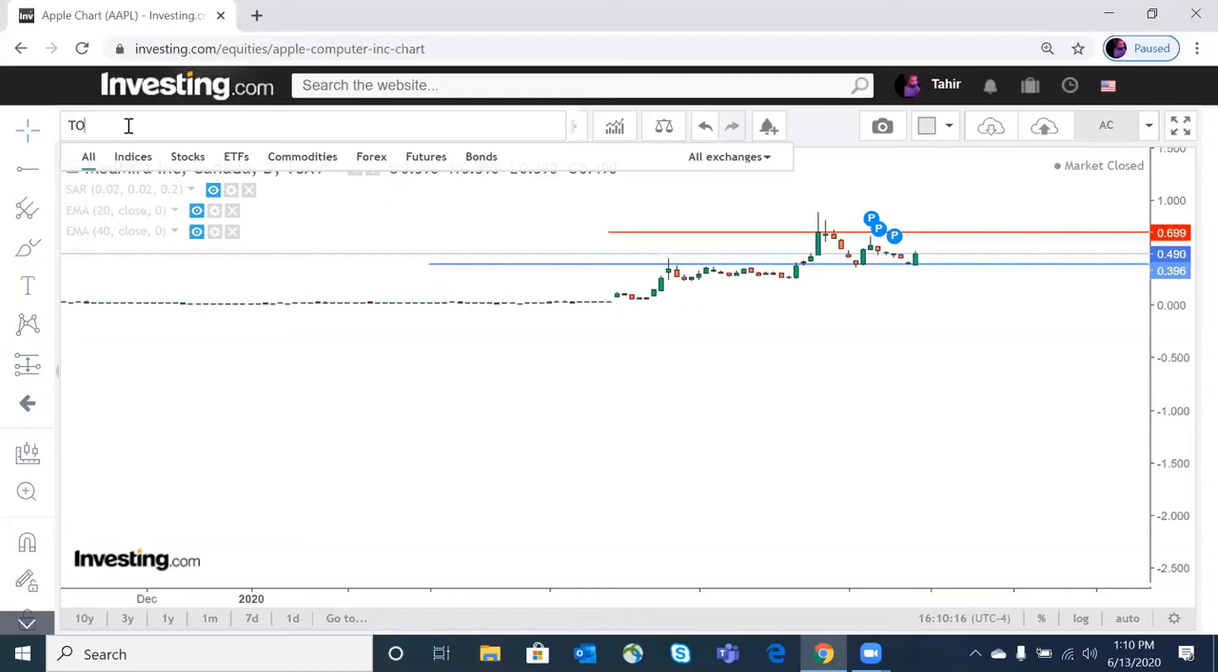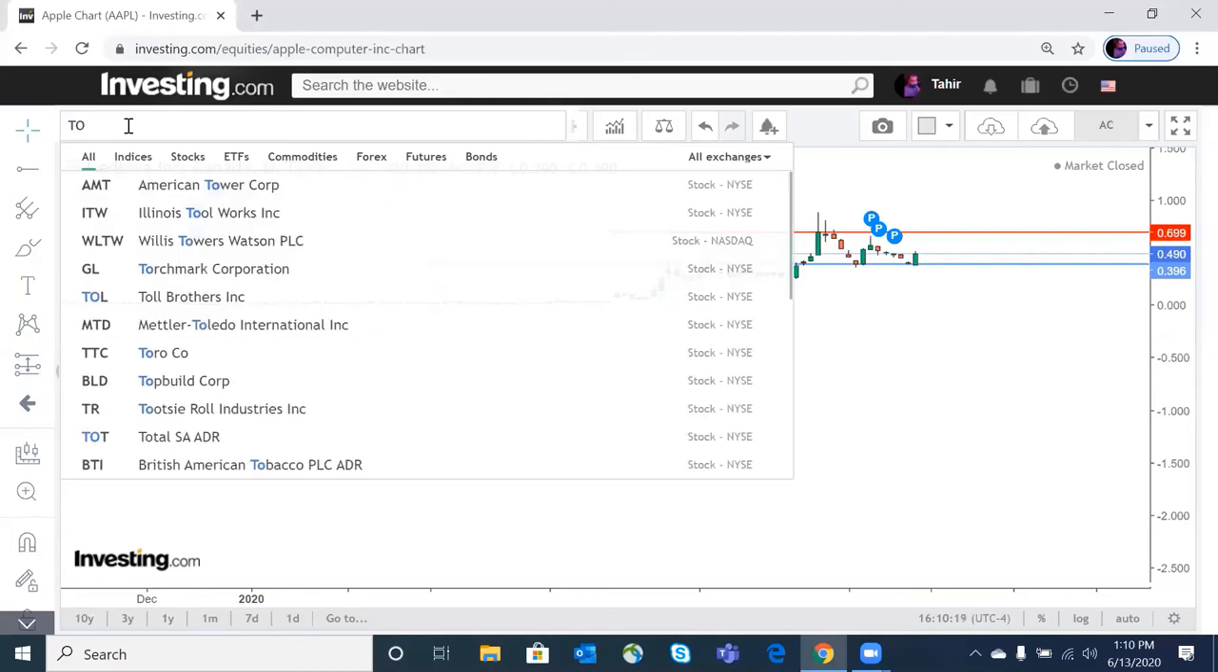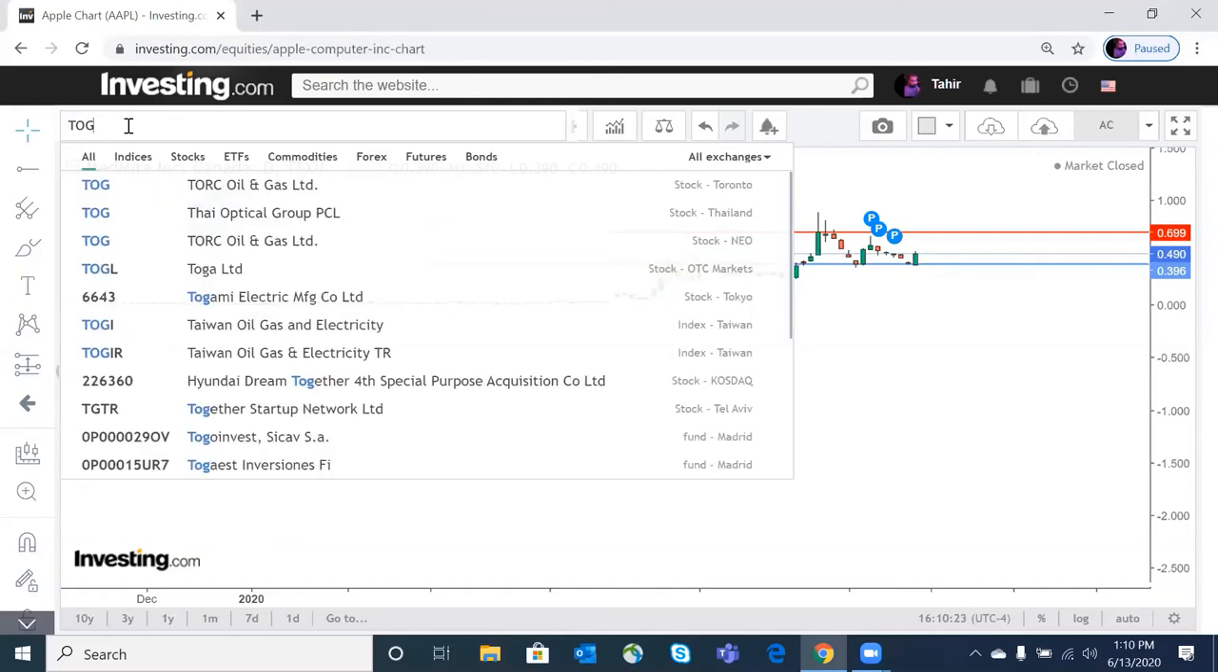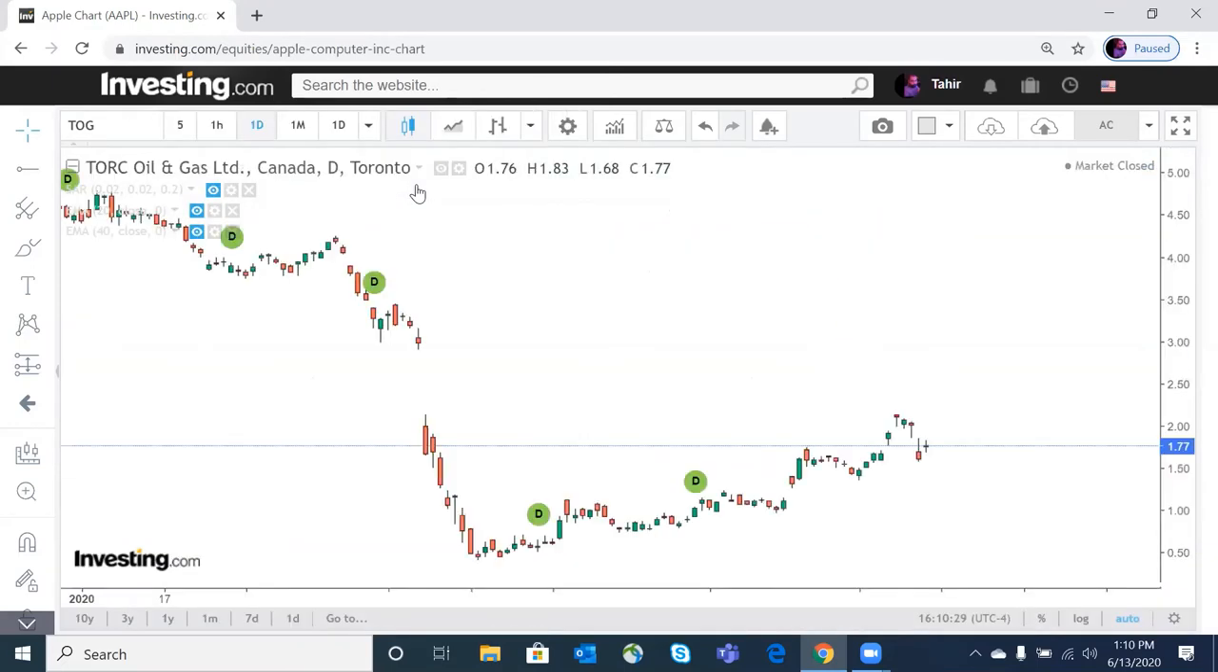I know many of the guys have recommended MIR and SEL, and almost all of the guys have taken these two stocks. So TOG, guys, you mentioned? Yeah. Okay. People have mentioned in chat. Chat, yeah. Okay, I'm not looking at the chat right now. Yeah. Okay.